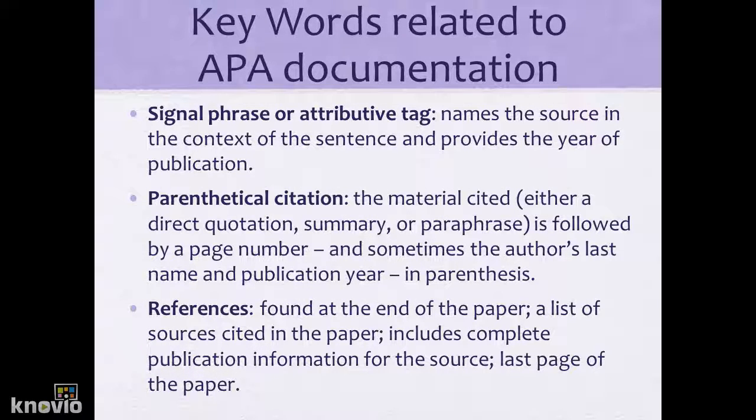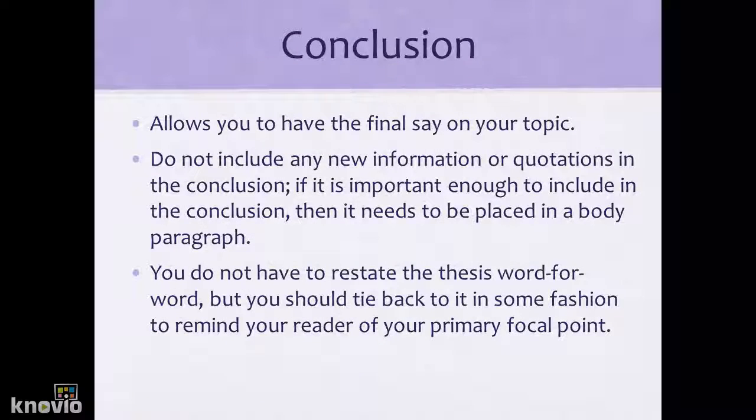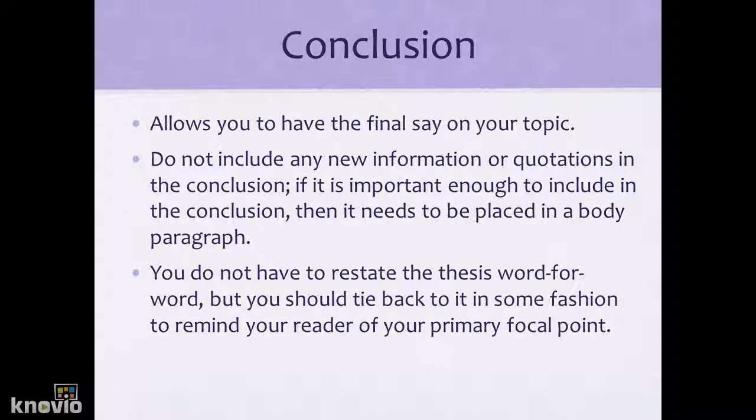A few words that relate to APA documentation include signal phrases and the attributive tag. This is where you name the source in the context and provide the publication year. Parenthetical citation is vital information regarding the source that is enclosed in parentheses immediately following the cited material. Finally, the references are a list of all the sources you cited in your paper. It includes the complete publication information for the source, and it's always listed in alphabetical order. Please use your Hackers and Summers text for specific details and information on how and when to use parenthetical citations and signal phrases.